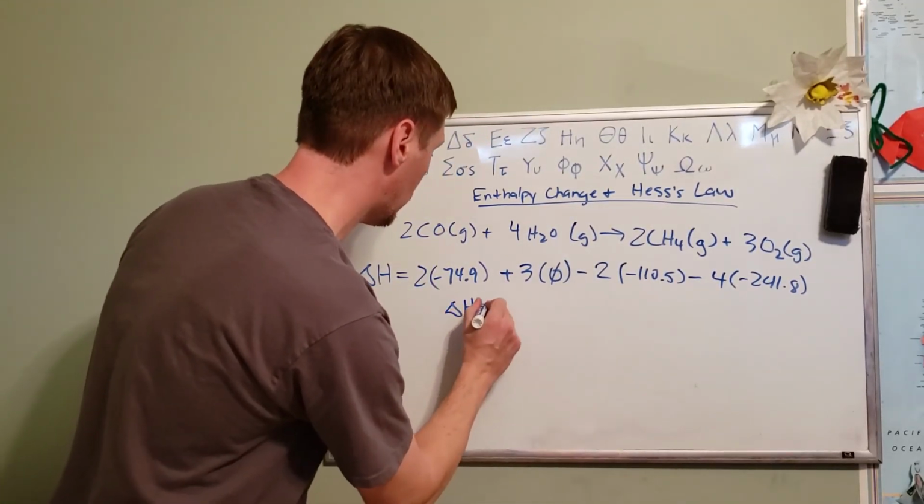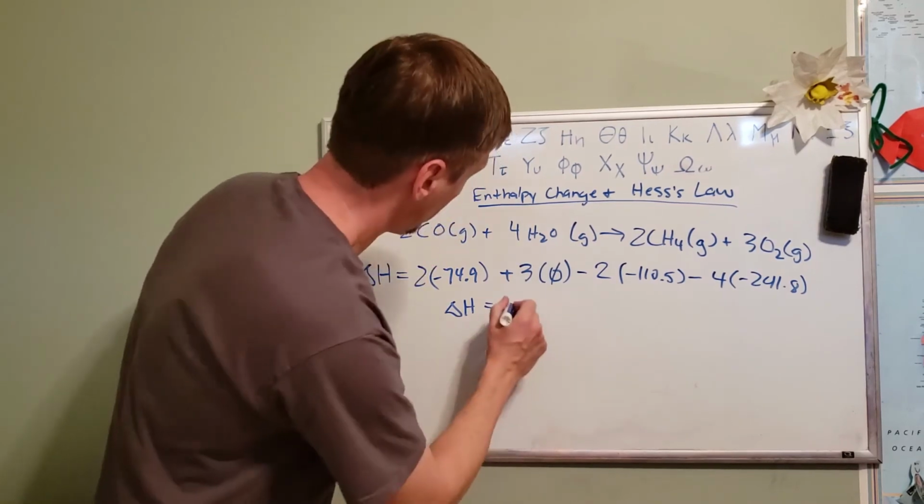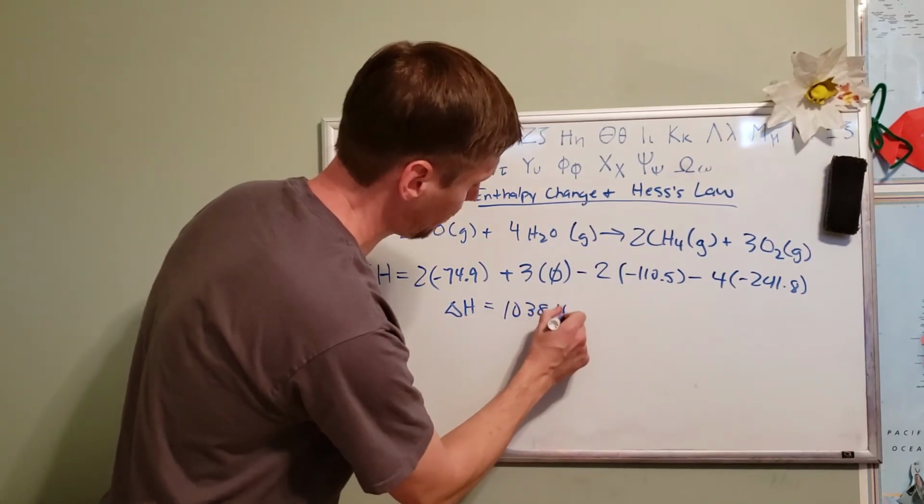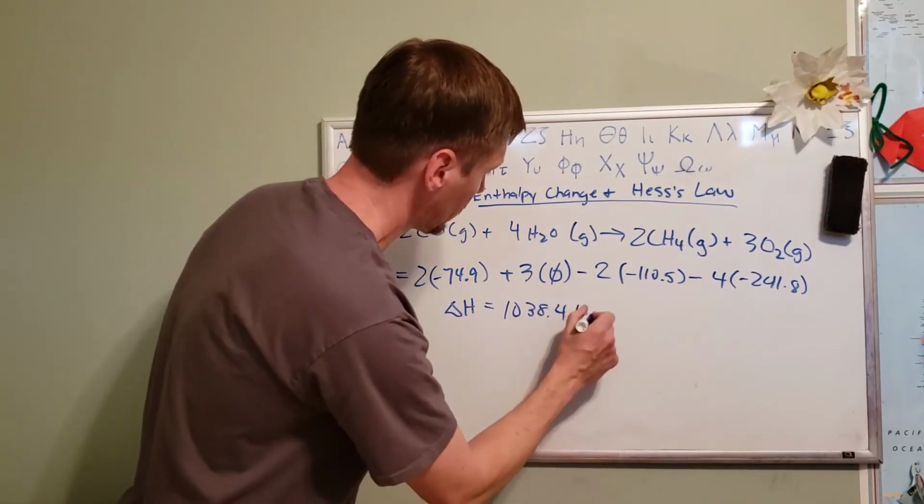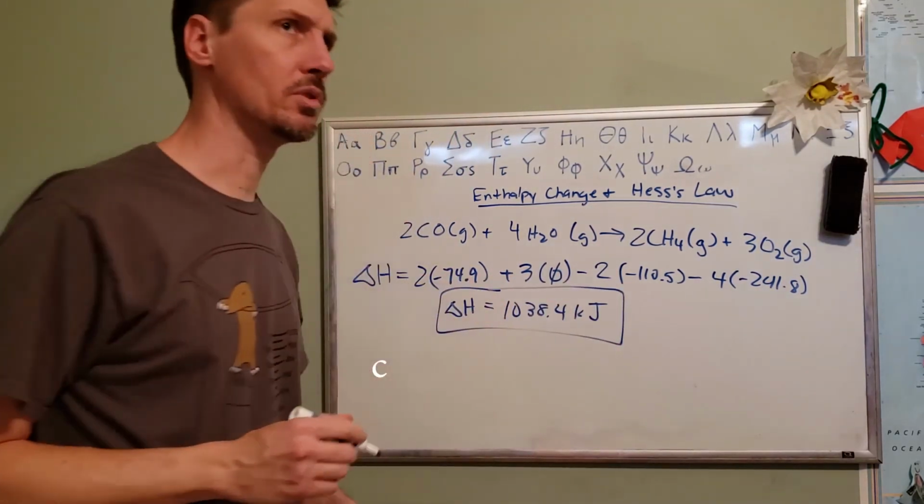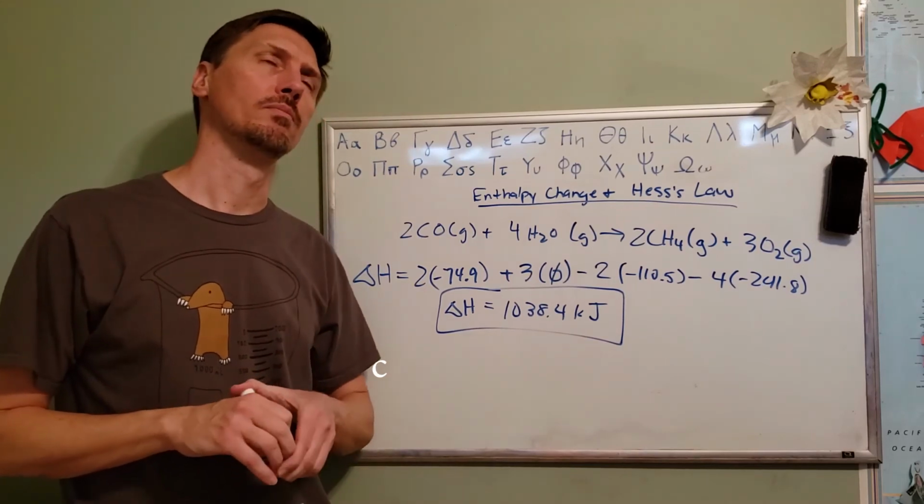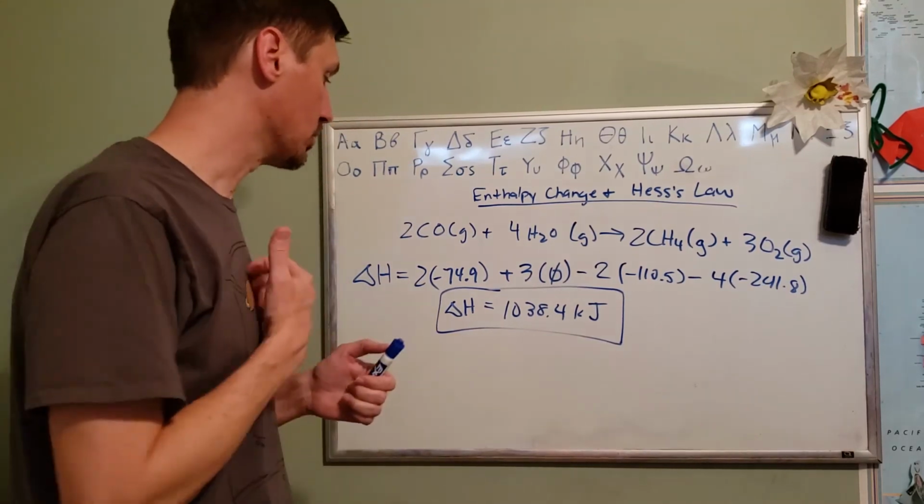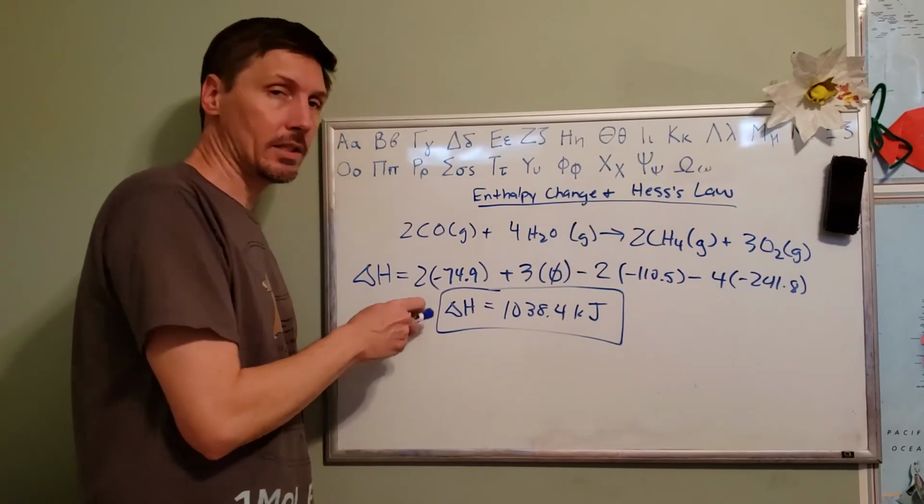And so we get a final value of change in H. Change in H is equal to 1038.4 kilojoules. And I hope I put kilojoules on my last problem. I'm second guessing myself now. I'm wondering if I just put joules. Hopefully I put kilojoules. Anyway, that's not the final answer, right?